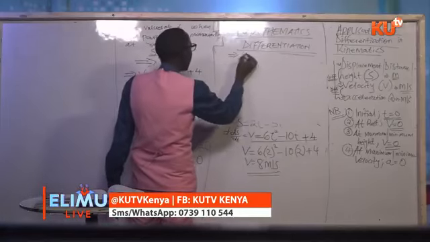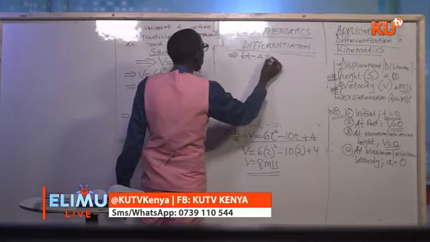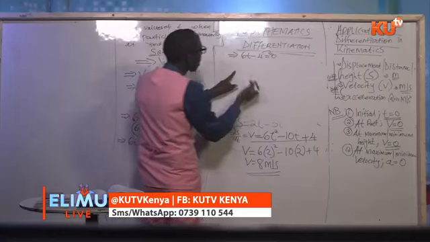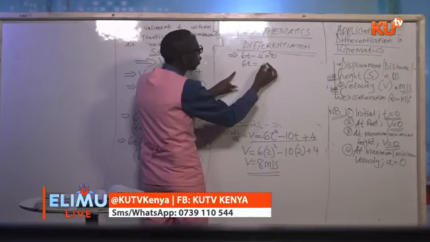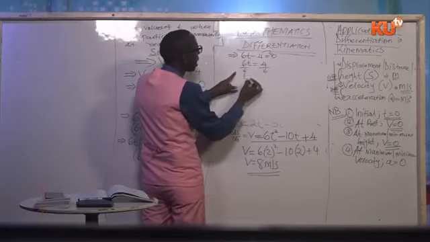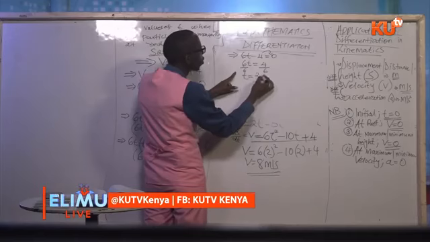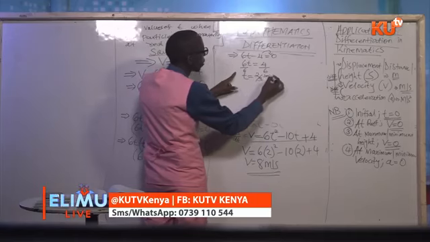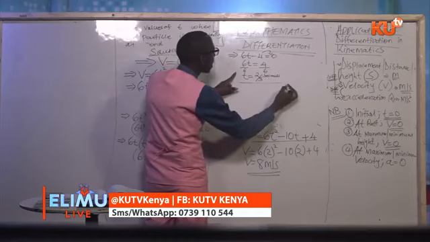So the first one is 6t minus 4 is equal to 0. Take 4 to the other side. 6t is equal to 4. Divide both sides by 6. Our first value of t is 2 over 3 seconds. T stands for time in seconds.